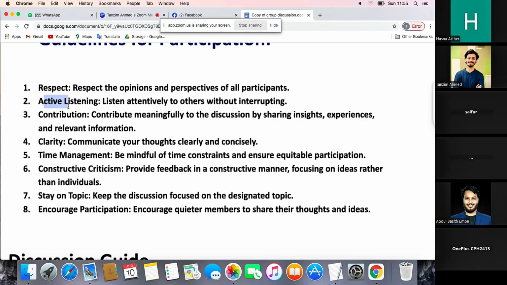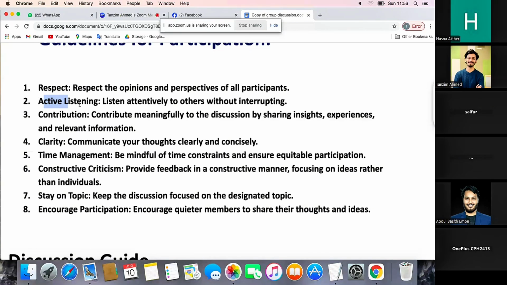Active listening. Listen to all the participants actively. Many of you just think about yourself, like what you are going to say. But active listeners listen to others, they respond to what others said, and they share their acknowledgement of agreement, right? So if you are an active listener, there is a chance that the host will give you more marks based on your listening skill.